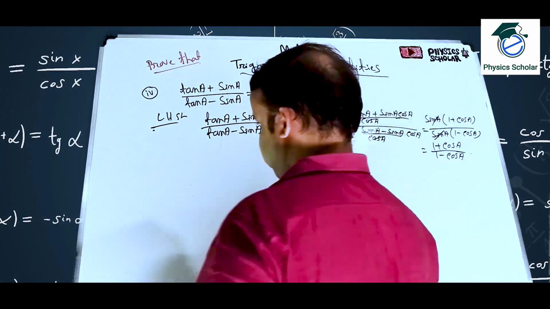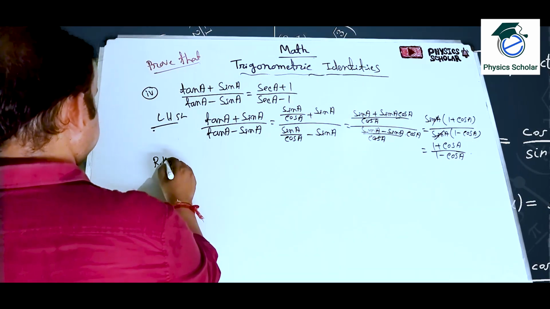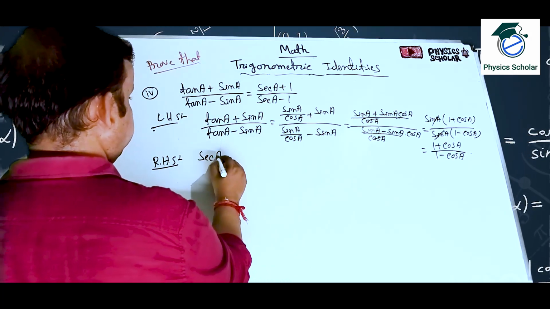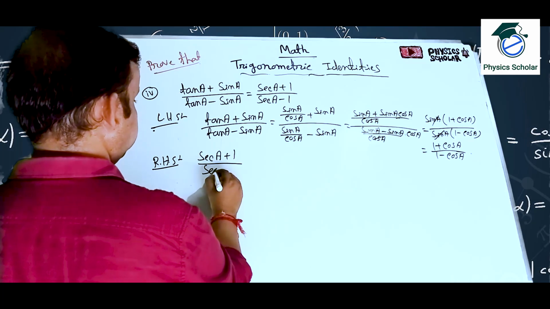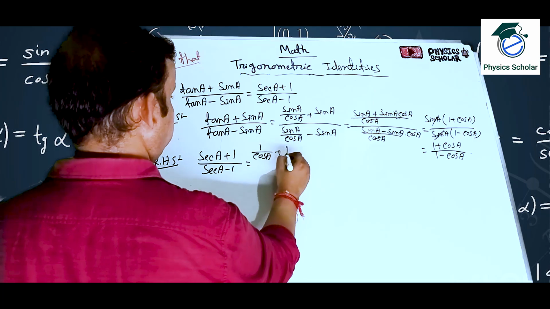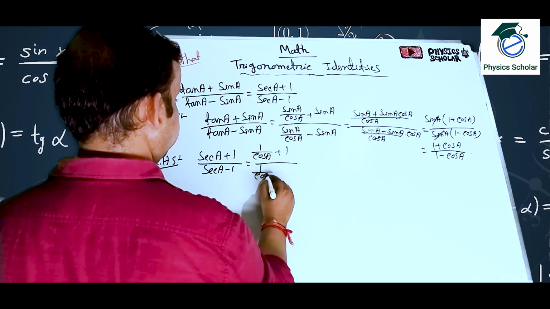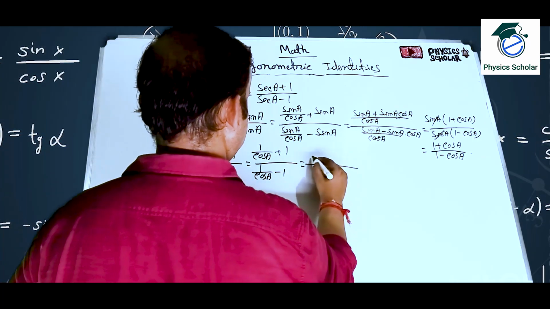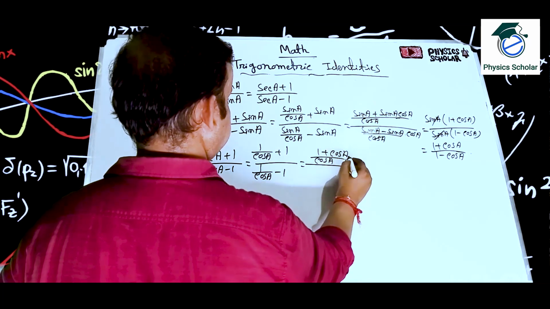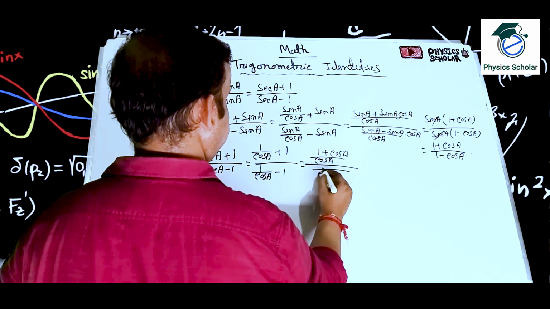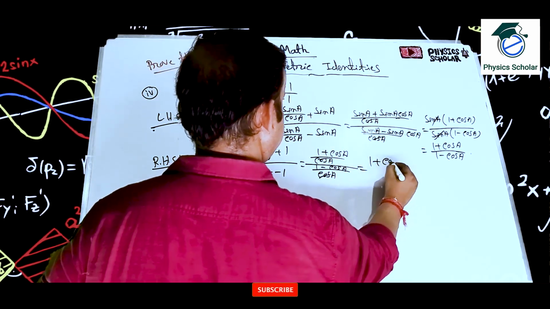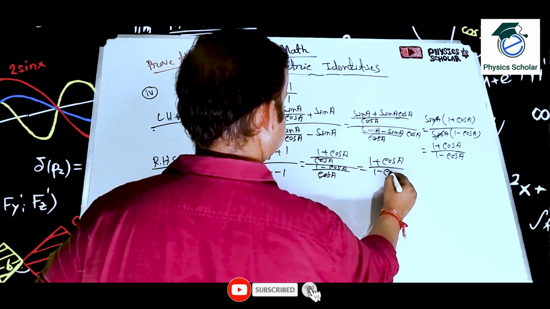Okay. Now let us write the right hand side. Right hand side is what? Sec A plus 1 divided by sec A minus 1. What is sec A? 1 by cos A plus 1 divided by 1 by cos A minus 1. So cos A will be the LCM. So 1 plus cos A divided by cos A, and 1 minus cos A divided by cos A. This will be cancelled. Then 1 plus cos A divided by 1 minus cos A.